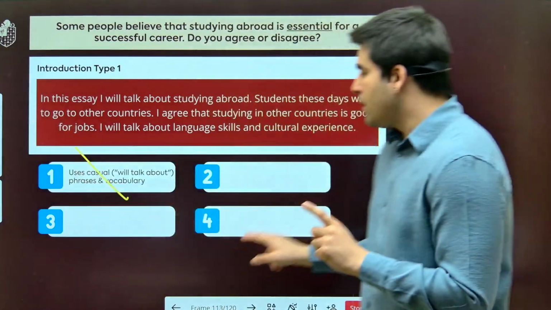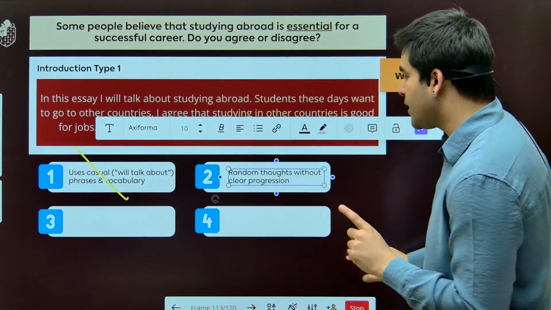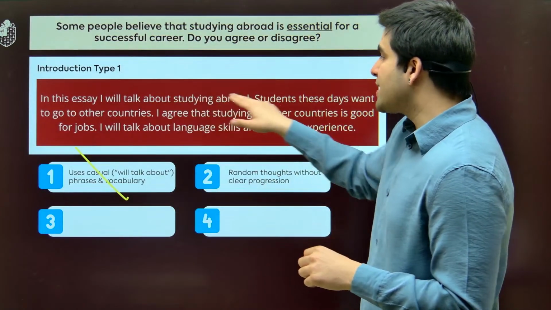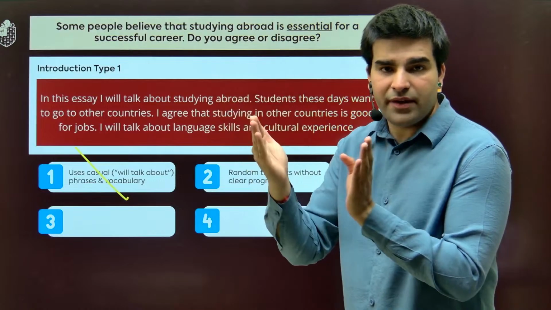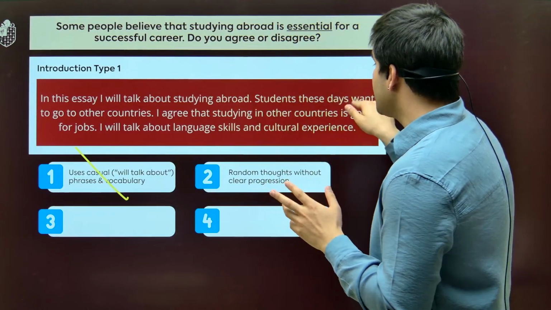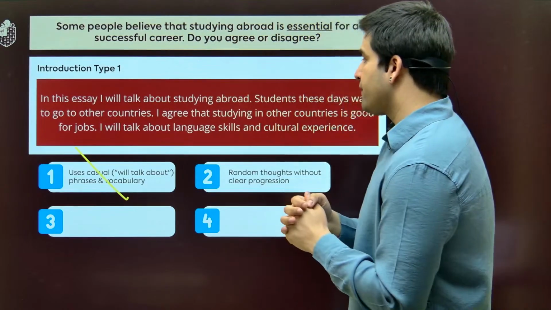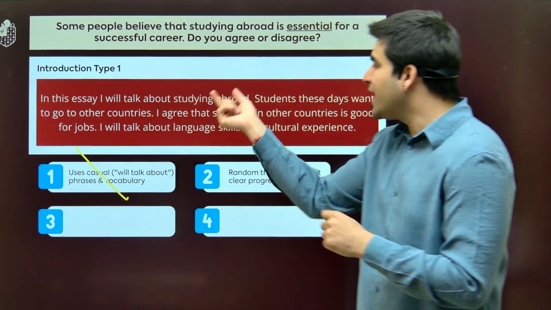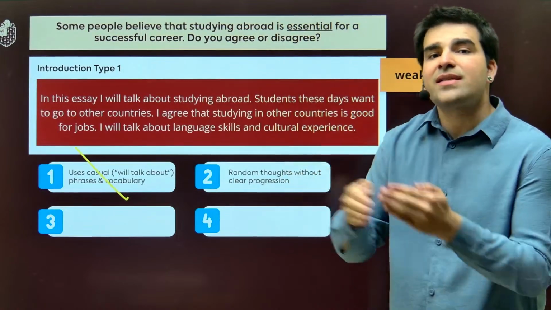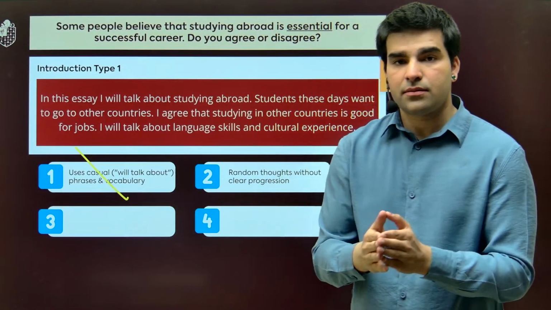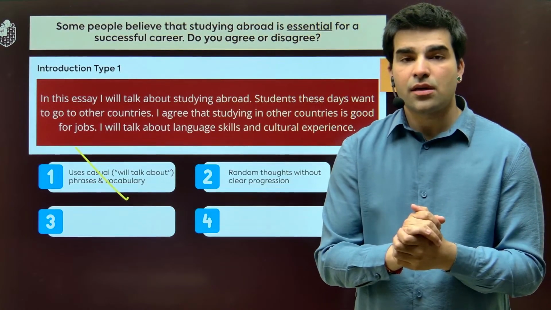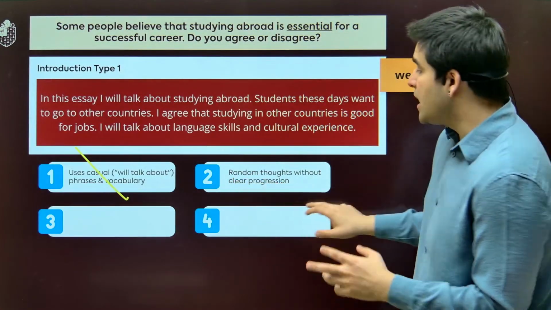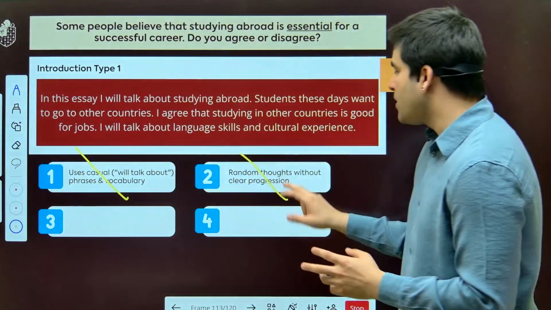Point number 2, this introduction is weak because it has randomly scattered thoughts. Let me give you an example. In this essay, I will talk about study abroad. Very short sentence. Good. Students these days want to go to other countries. You will talk about studying abroad, but you have to be able to connect this sentence with the next sentence in a more supportive manner. It's like, I like chocolates. I like Cadbury. So you've got to be able to connect the first idea with the second idea in a little better way. So the thoughts are a little bit randomly scattered, and that's not an appropriate way to write.